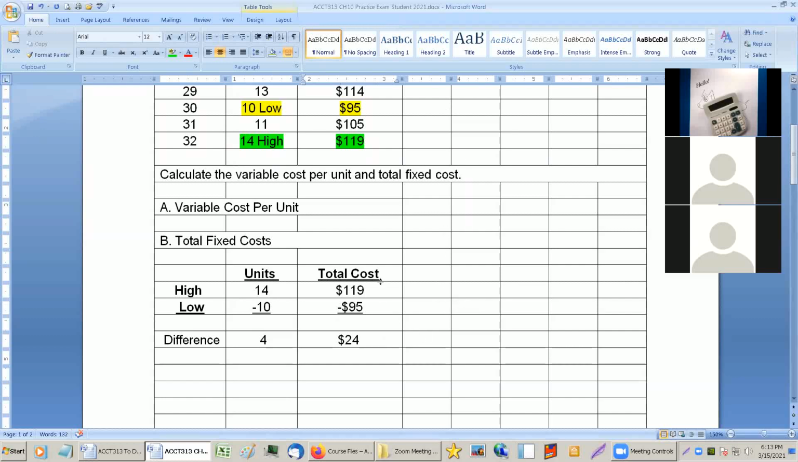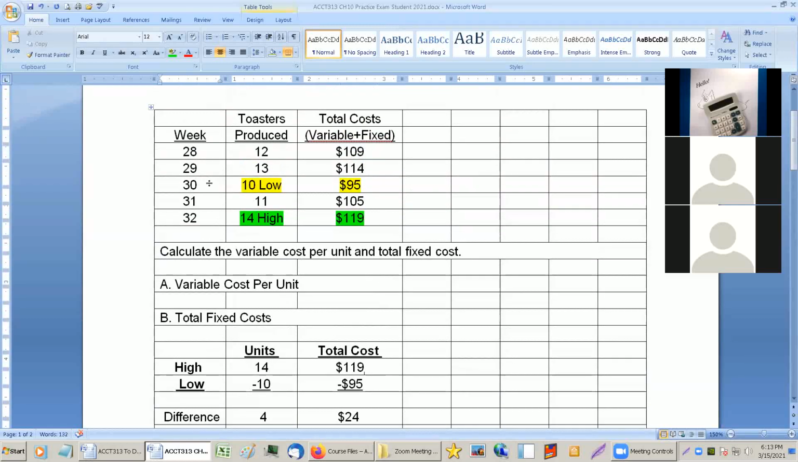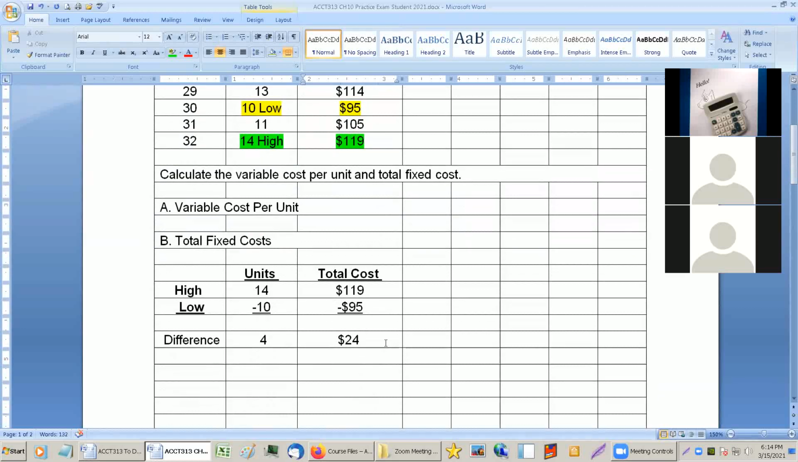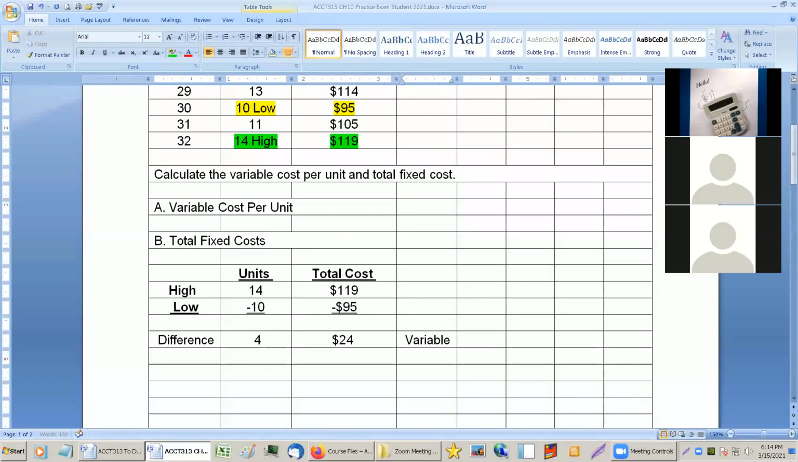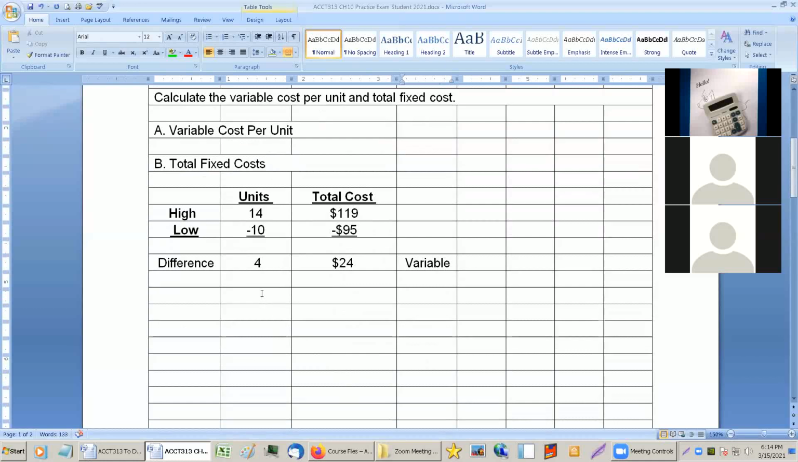The fixed cost won't change. Whatever your rent was, it's not going to change. So if there's a change over here, it must be due to variable costs. Okay. The question is, how much is it per unit? So get the variable cost per unit.